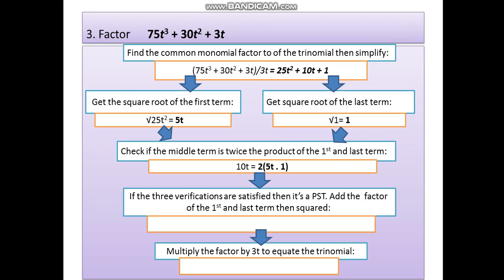If the three verifications are satisfied, then it is a perfect square trinomial. Then add the factors of the first and the last term, then squared. So 5t plus 1 quantity squared. We use the positive sign since our trinomial has a positive sign. But this is not yet the answer because remember we divided it by 3t, so you multiply by 3t. Our final answer is 3t multiplied by 5t plus 1 quantity squared. This is our factor now.